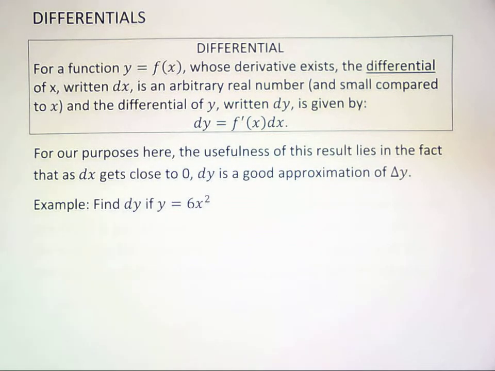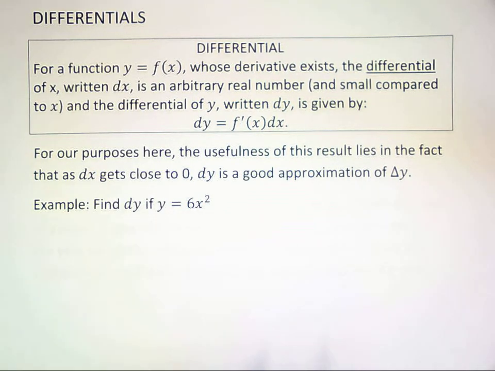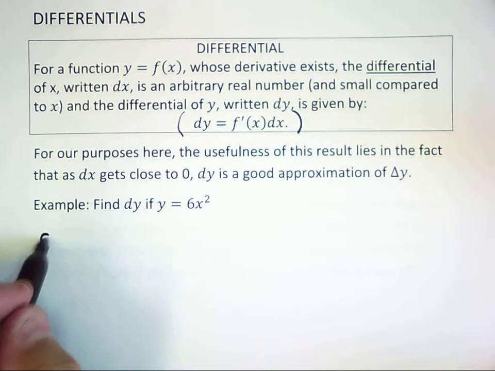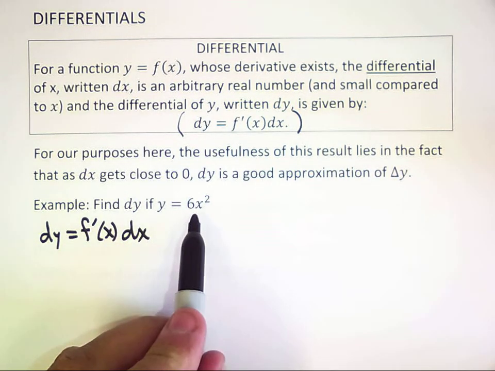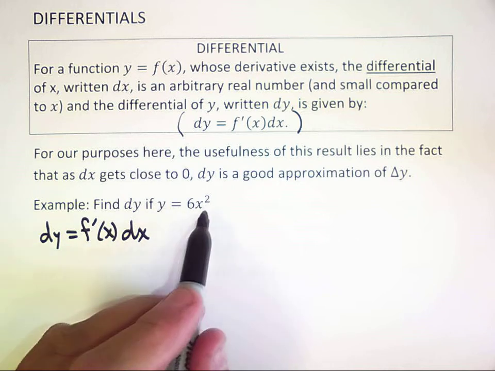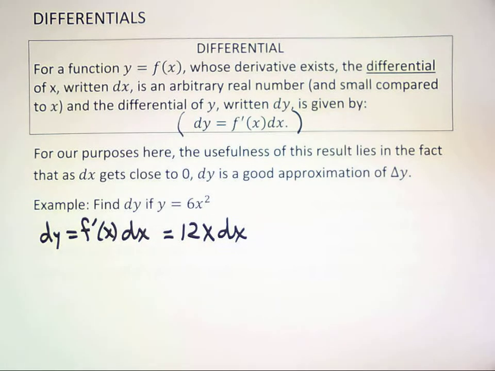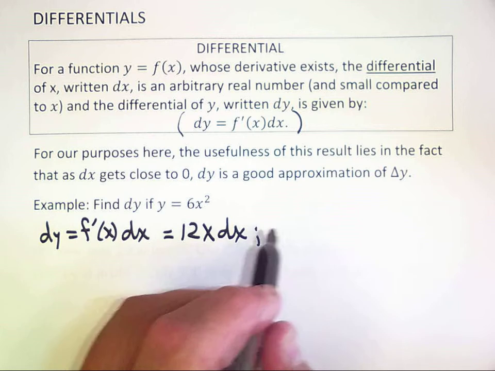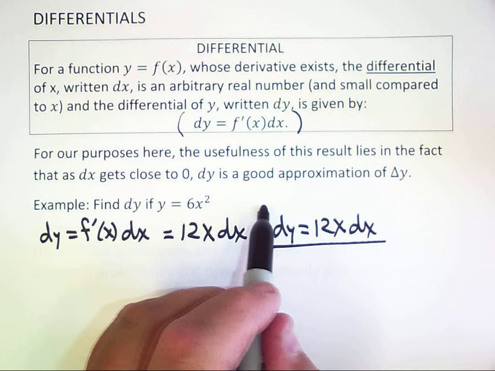Let's jump right into doing a simple differential just to get our feet wet. Suppose I ask you to find dy if y is equal to 6x squared. The first thing you do is apply the formula. dy is equal to f prime of x dx. So this is your f of x. The derivative of 6x squared is 12x. And then the dx is just along for the ride. So the differential dy is simply 12x dx.